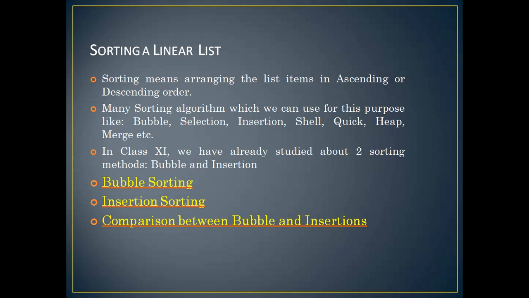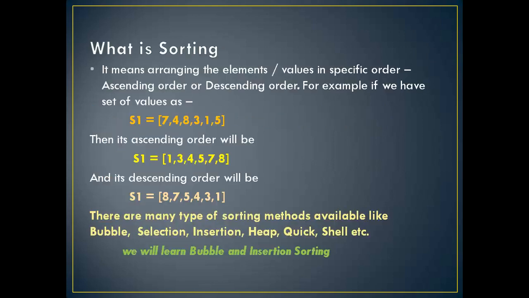Most of the popular sorting algorithms are used for this purpose, like bubble sort, selection sort, insertion sort, shell sort, quick sort, heap sort, merge sort, etc. But for our syllabus, we have only bubble sort and insertion sort. In class 11th, we already studied these two sorting methods, bubble and insertion. This time we will see once again how to write the Python programs by understanding analytically how the sorting takes place, and then we will compare both bubble and insertion sort in terms of performance.